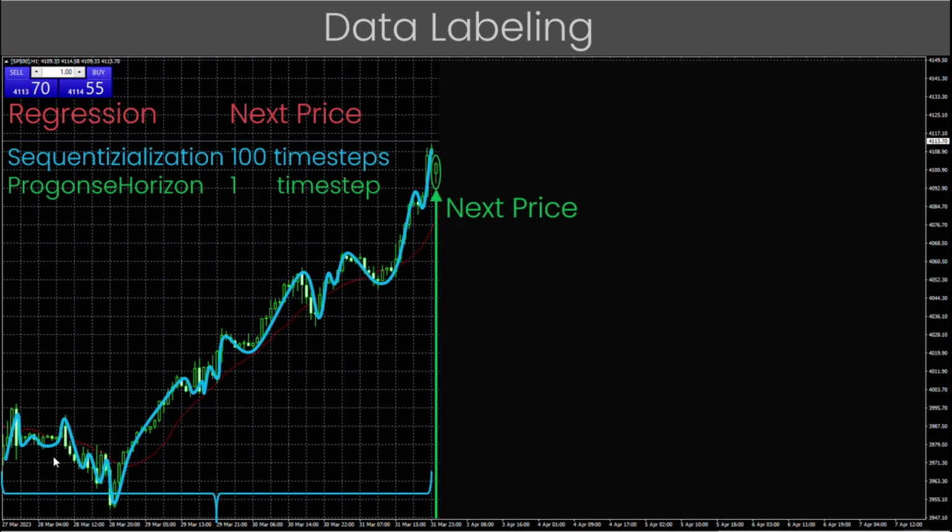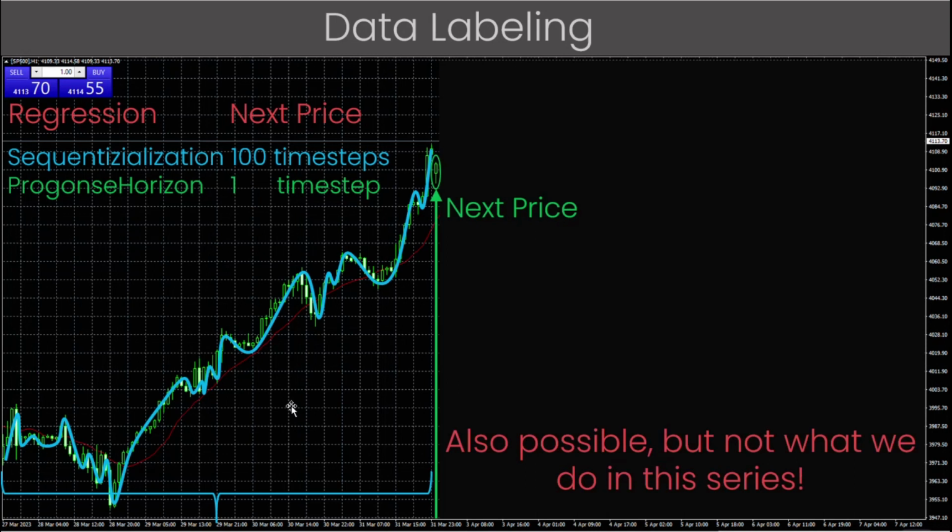We have a time window, sequentialization, of 100 time steps, and we want to predict the next time step. So our prognosis horizon is 1 time step, because we just look 1 time step ahead, not 2, not 3, just 1, and we want to predict the next price. There's also the question, what is the next price, right? Is it the mean price between open, high, low, close, or is it the closing price? Whatever, you have to define this. You can do this, it's not a problem, but this is not what we are going to do in this series, right? We are not focusing on regression.